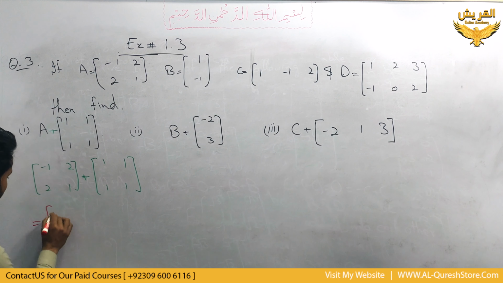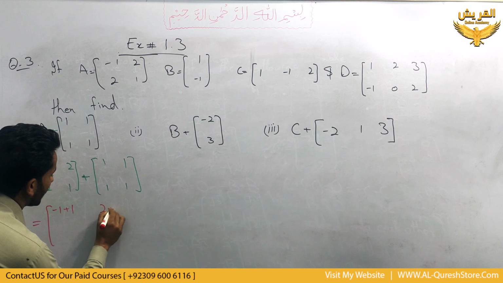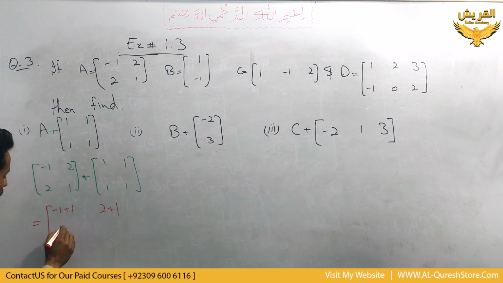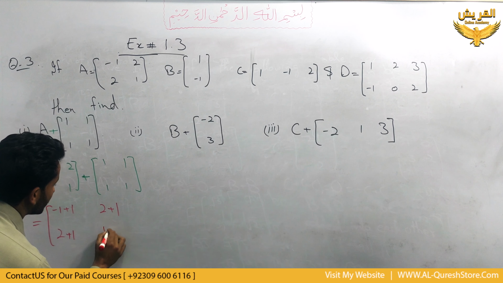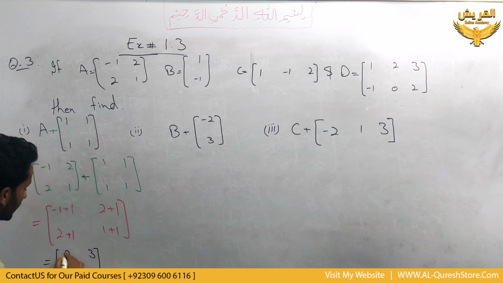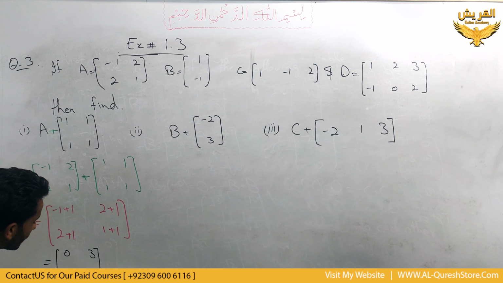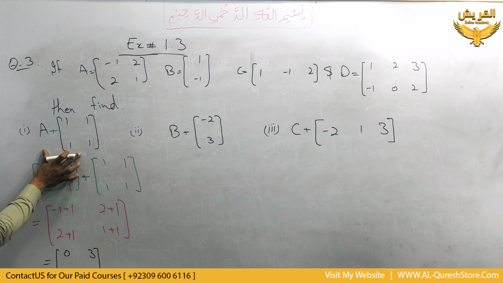So for this we use -1 plus 1, 2 plus 1, 2 plus 1, sorry, it has sign plus, and 1 plus 1. So the answer becomes -1 plus 1, 0, 2 plus 1, 3, 2 plus 1, 3, and 1 plus 1, 2. It is the answer of A plus this matrix.